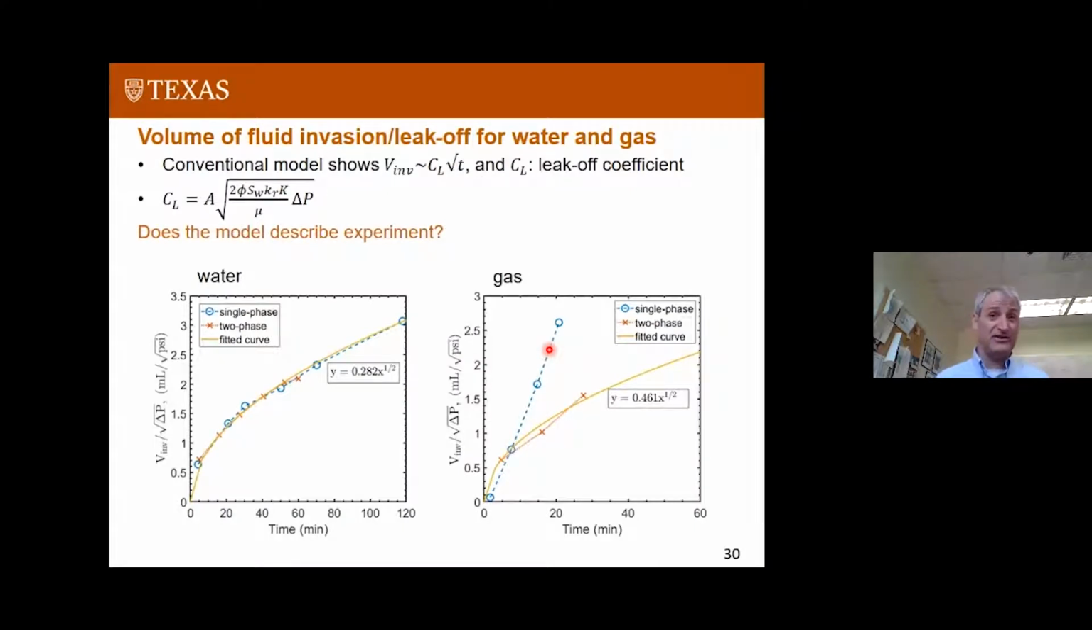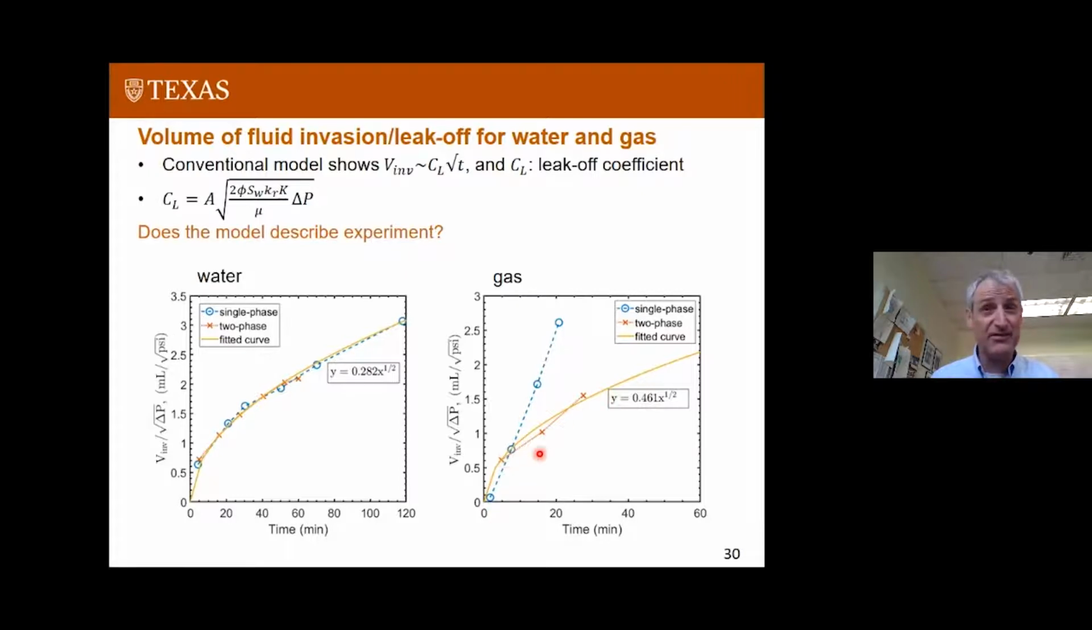So this is basically just a leak-off model. There's lots of models for leak-off. They typically have a leak-off coefficient, which goes as a square root of the pressure and has all these factors of other petrophysical parameters, just like our cleanup factors that we discovered here. And you can do this for the water, and it matches quite well. Okay, it fits pretty well. But for the gas, it doesn't fit so well when you just have single phase.